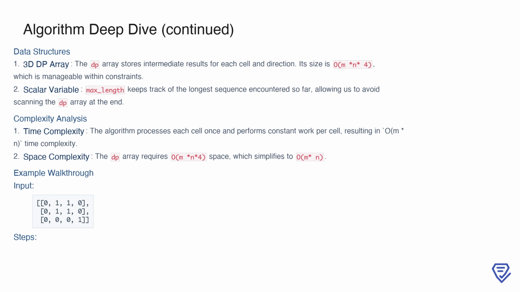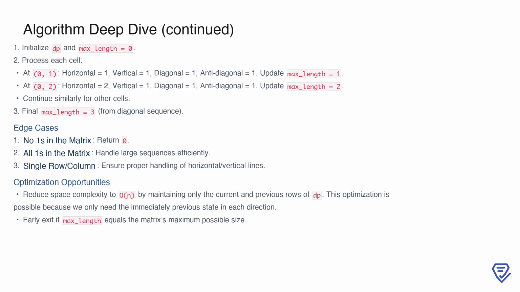To understand the algorithm in action, consider an example matrix where the input contains both isolated and connected ones. For instance, in a 3x4 matrix with ones clustered in specific patterns, we can observe how the DP values are computed cell by cell in each direction, and how max_length updates as longer sequences are discovered. Let's walk through the given example step by step. We start by initializing the DP array and setting max_length to 0.